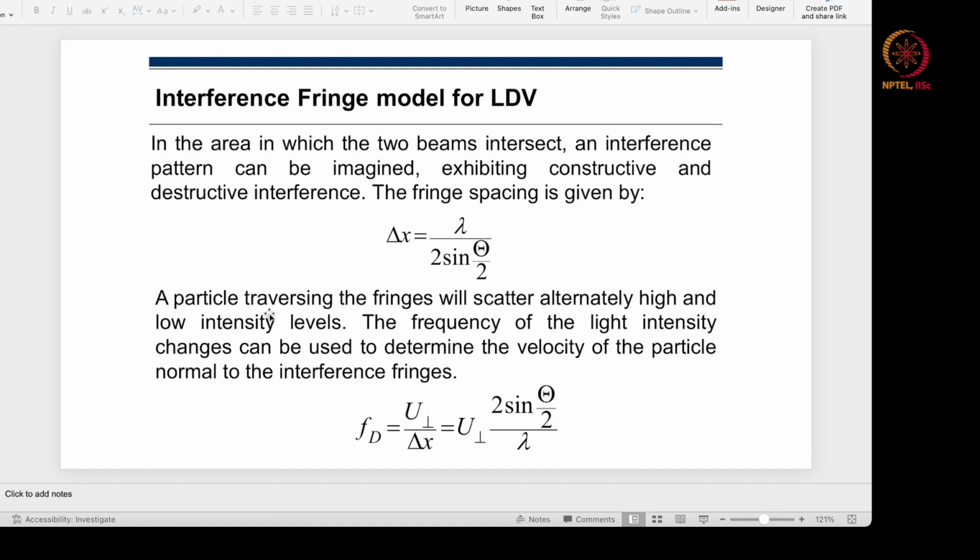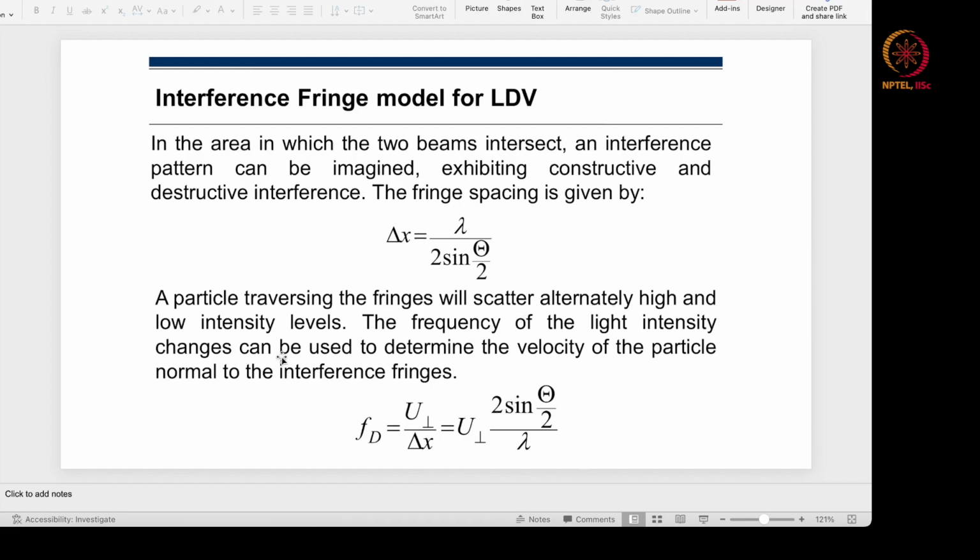A particle traversing the fringes will scatter alternately high and low intensity light, because as it passes through the bright fringes, it will scatter high intensity. When it goes through the dark fringes, it will scatter low intensity. The frequency of the light intensity changes can be used to determine the velocity once again. So this Fd is nothing but the perpendicular velocity divided by the delta x between the fringes, which is basically this.